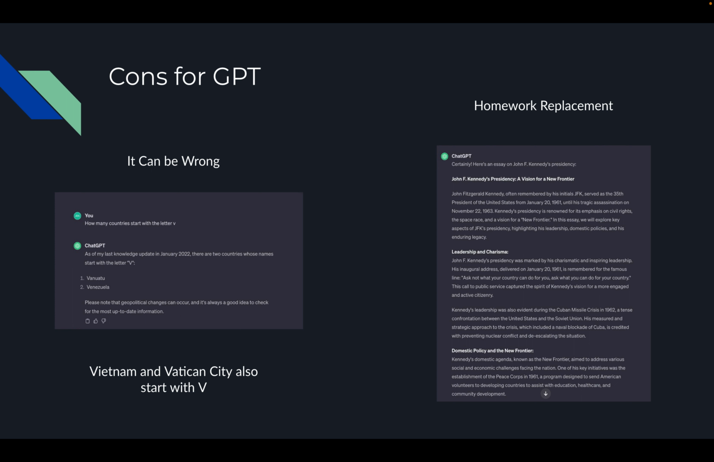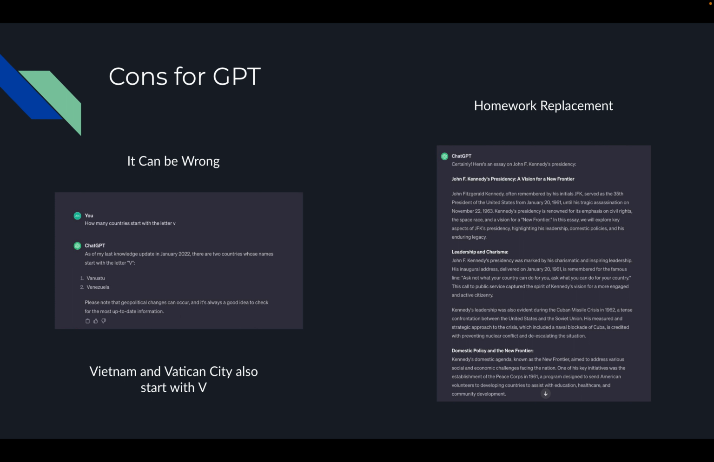And it sounds decently confident as well. There are 2 countries whose names start with the letter V. Although at the end it does say it's a good idea to check, but Vietnam and Vatican City have been around for a while. So I don't know. It's not like it's anything controversial. It's not like there's any conflicting information about them not existing. I'm pretty sure everyone acknowledges those countries as existing. So it's very interesting how it just presents that and forgets them.